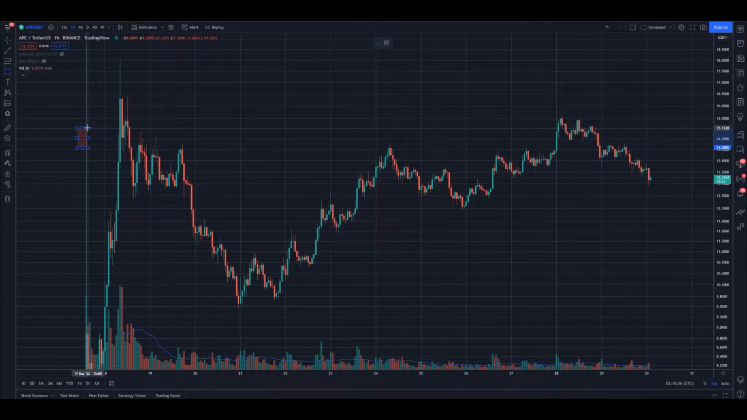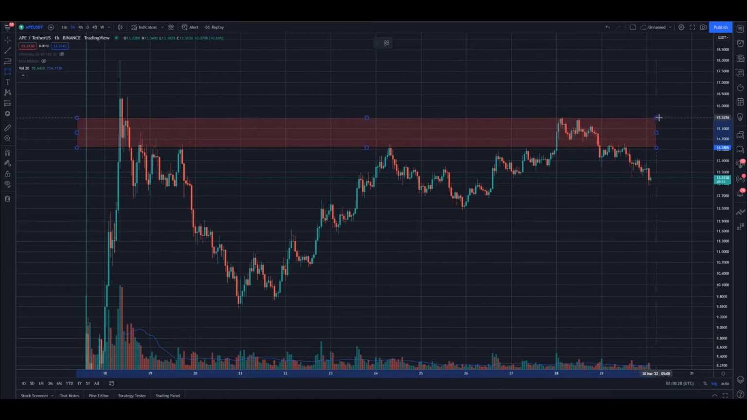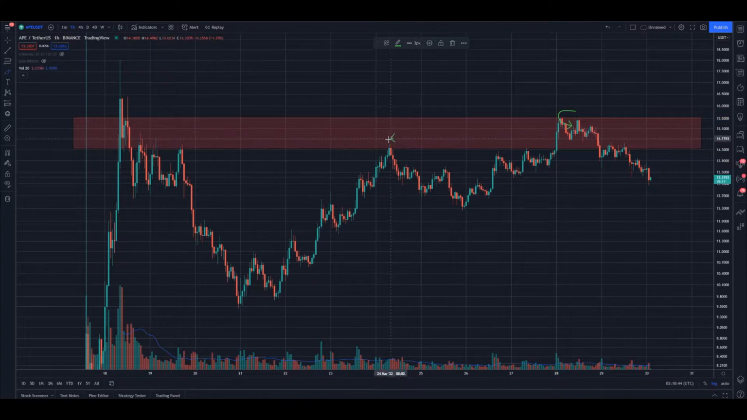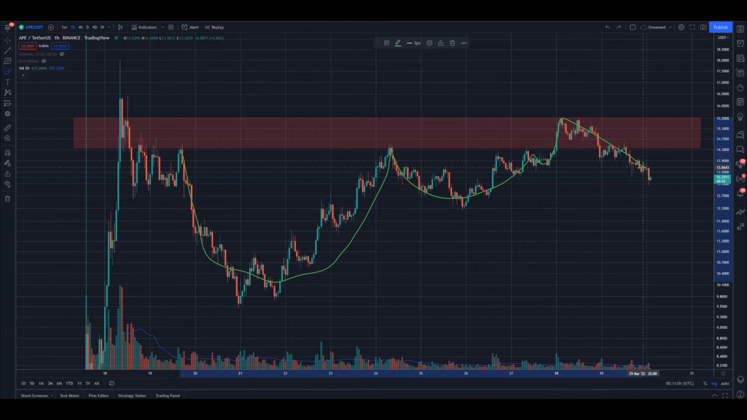But the first thing I'm seeing is a zone of resistance right about here. And this is set from these highs right here and here, as well as this zone of consolidation here with a little bit of a fake out to the upside. You see that we actually tried to form a cup and handle formation here with even a little bit of a breakout before just getting rejected at the top of this box.